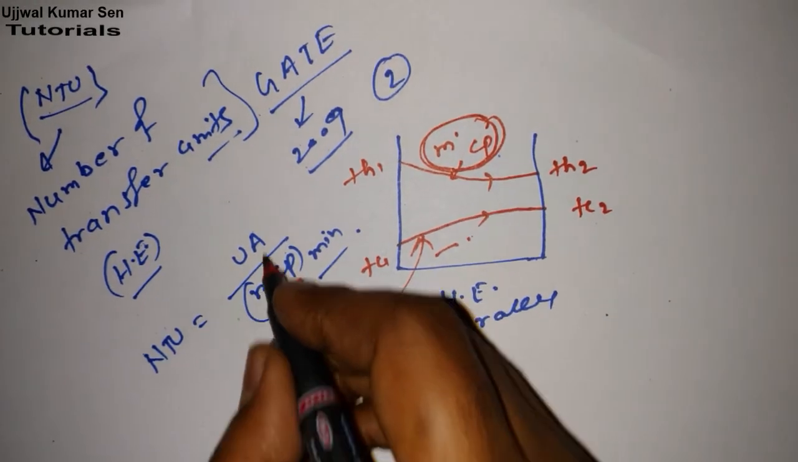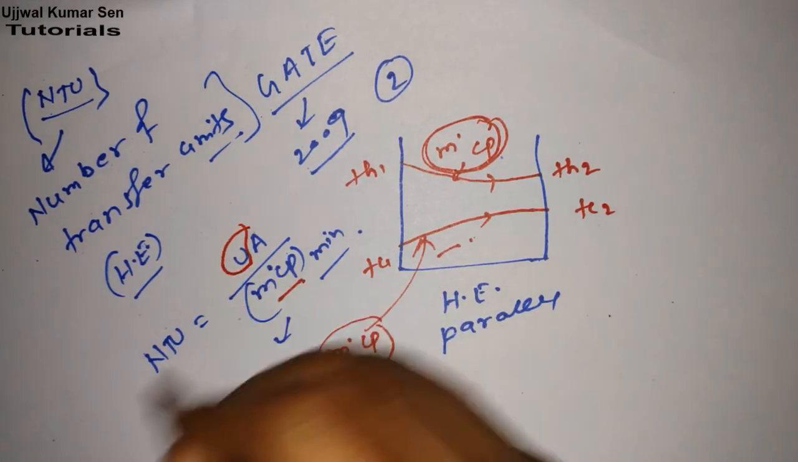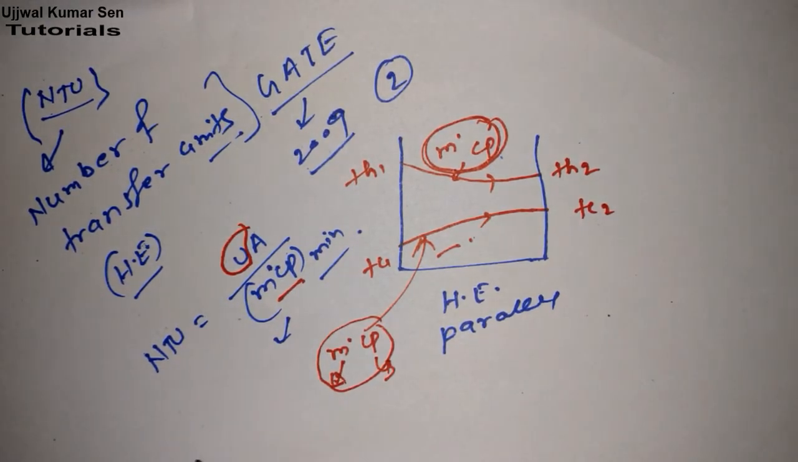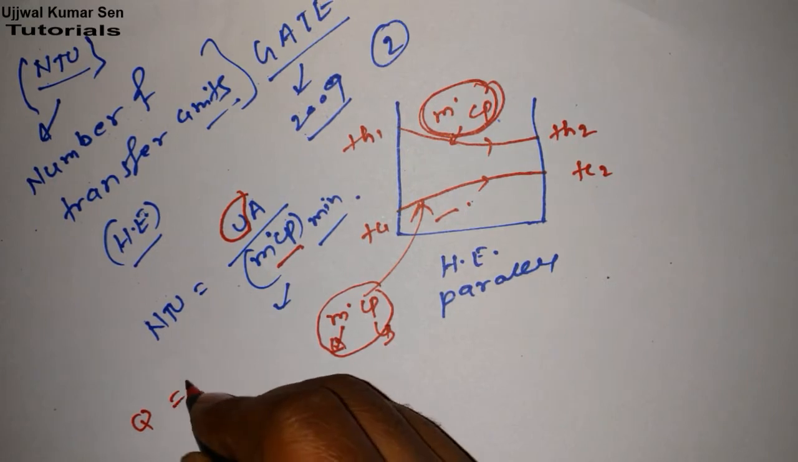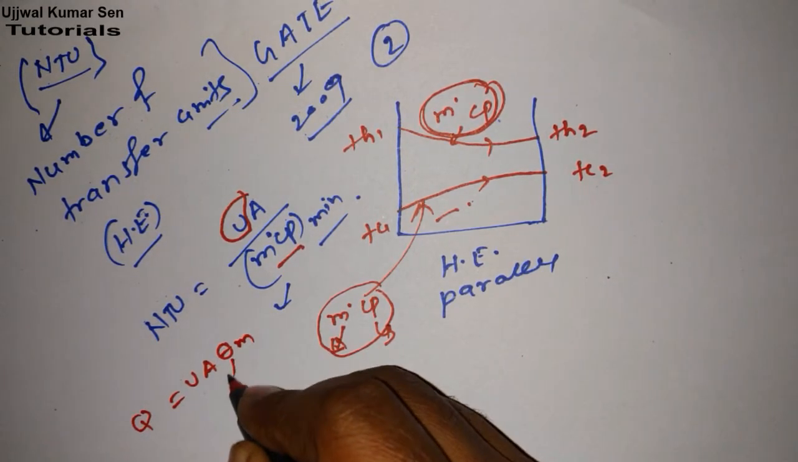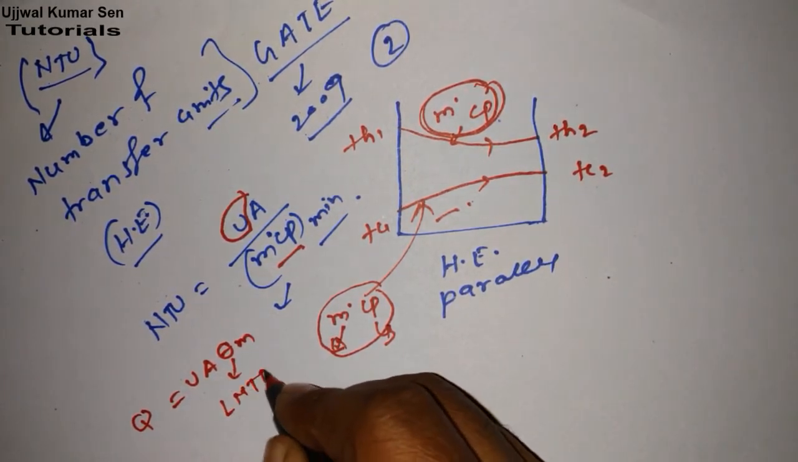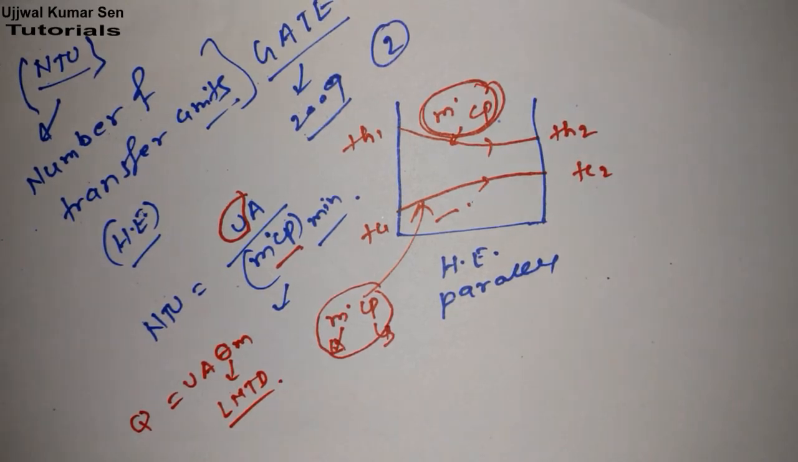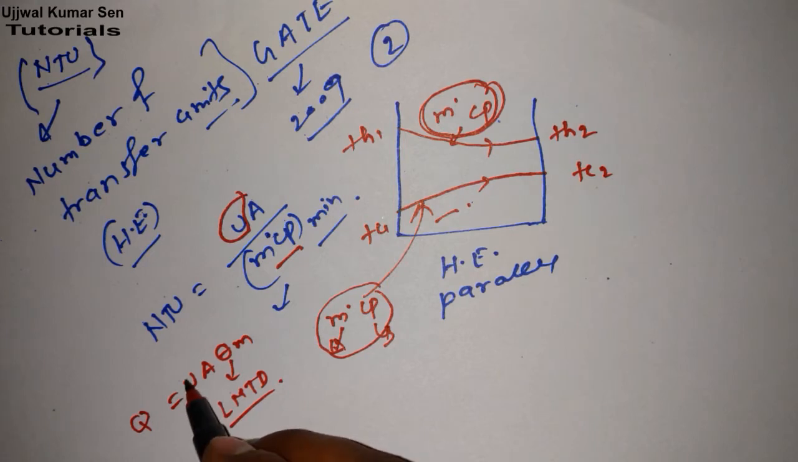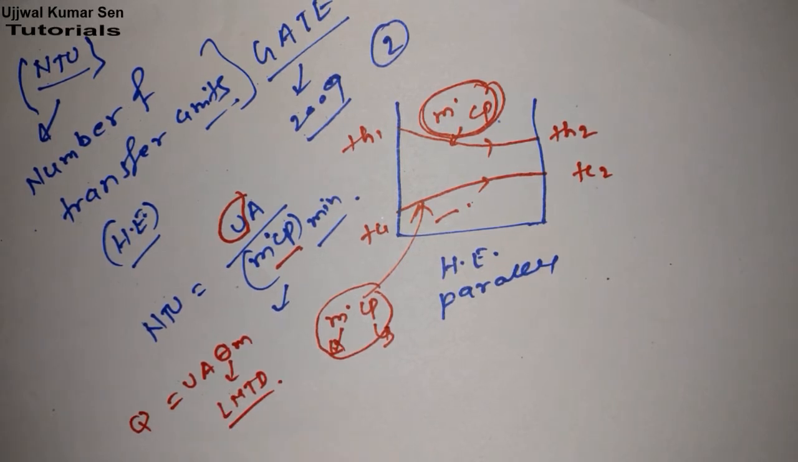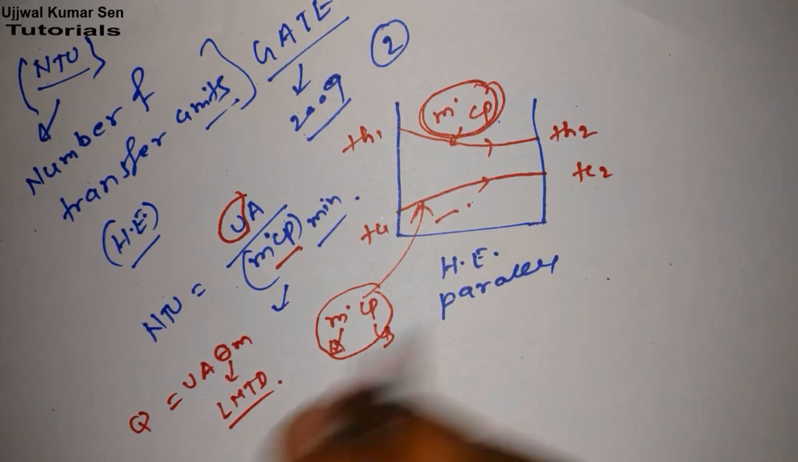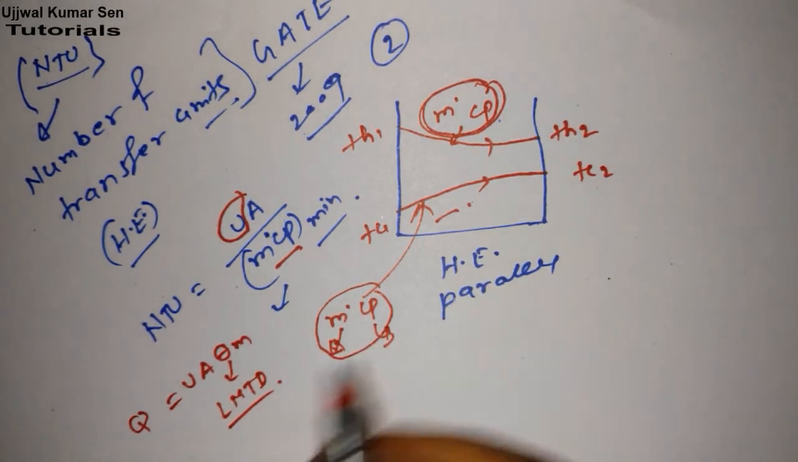Now if the value of U is not given, how can we find it? We know the formula Q is equal to UA theta M. This theta M is known as LMTD, the logarithmic mean temperature difference. Now we can find this U from here. So we don't need to panic, we can easily find it. I hope you understand about it.